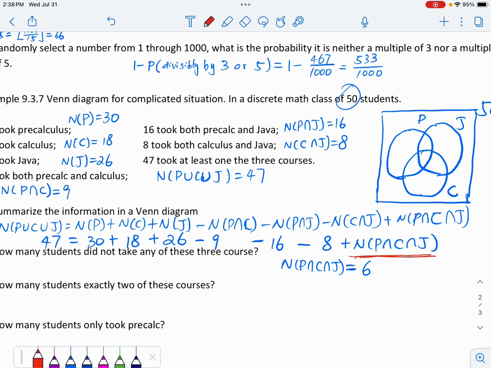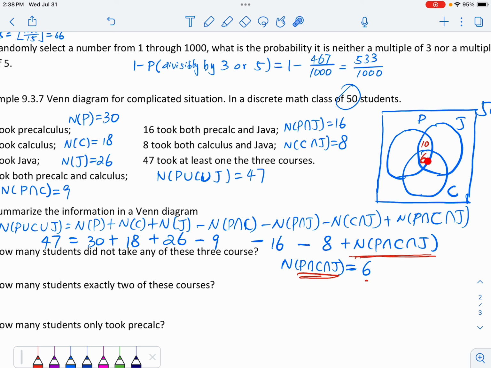Now the trick is that the intersection of the 3 sets is the most inner one. You want to do that inside out. So therefore we label the most inner one 6. That represents this little shaded area, this most inner area. And this portion is the intersection of P and J, which is 16. So therefore only this portion will be 16 minus 6. So this will be 10, right? Will be 10. So let's continue.